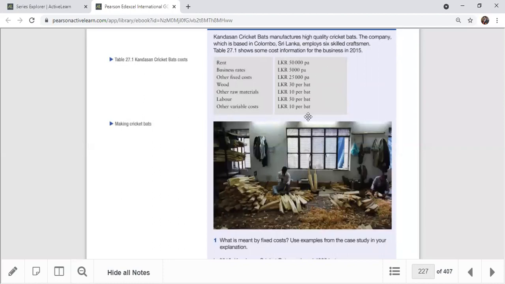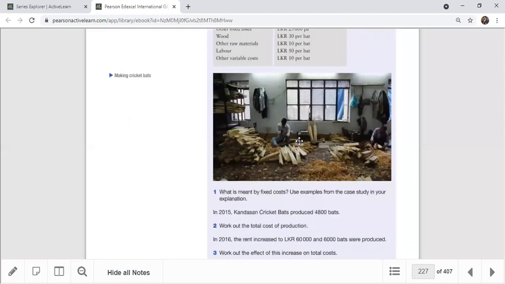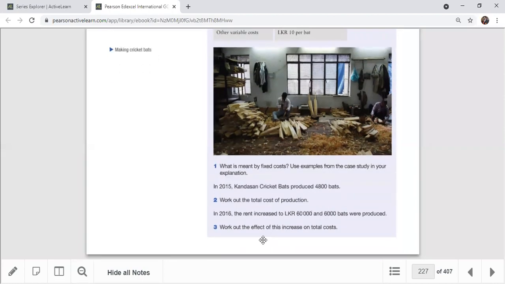690,000. That's the total cost in that case. Previously the answer came to 560,000. Now it's 690,000. 690,000 minus 560,000 means 130,000. That's the cost increment in this situation. Only the rent increased by 10,000 and the number of bats increased.